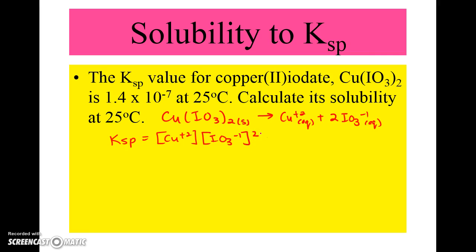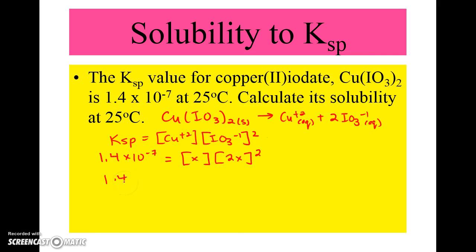Well, I'm working backwards. I know the Ksp, so I need to solve for my concentrations. So I'm going to work backwards from what I did before. I'm going to put in 1.4 times 10 to the minus 7, and I'm going to put in X for Cu. But since before I had to multiply this number by 2 of whatever my solubility was, I'm going to make this 2X. So anytime it's squared, this is going to be 2X. Anytime it's 1, this is going to be 1X. If it was 3, this would be 3X.